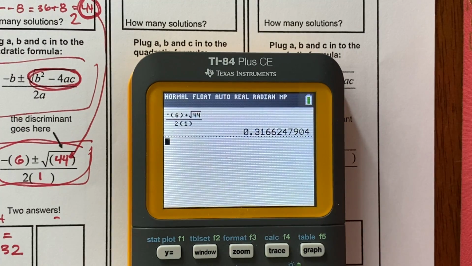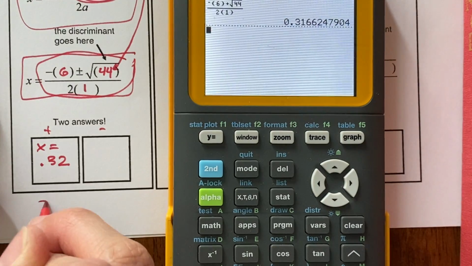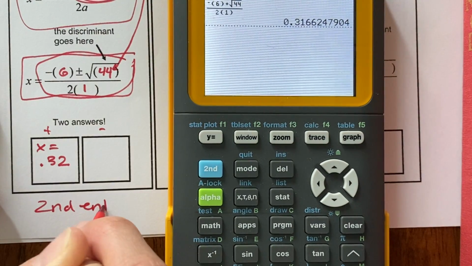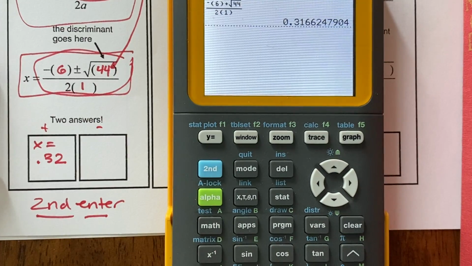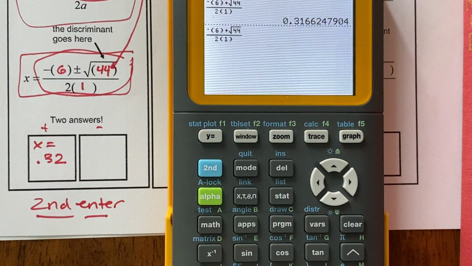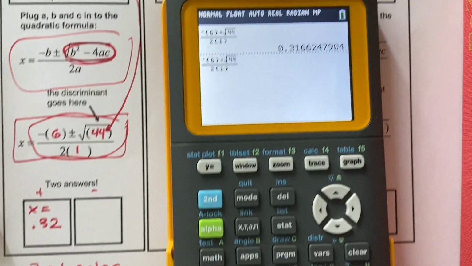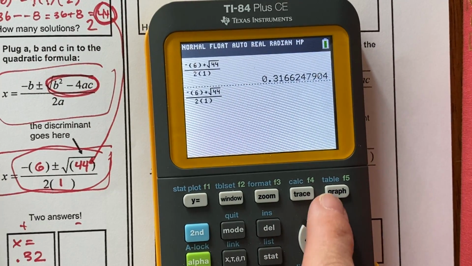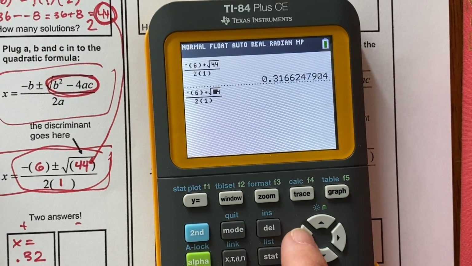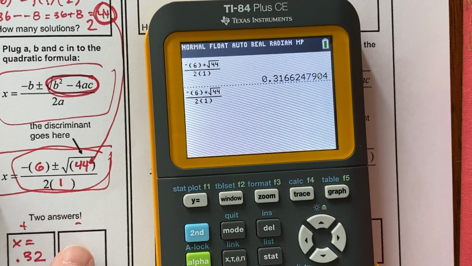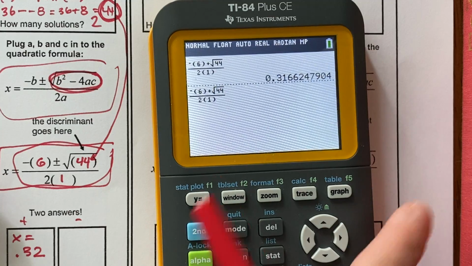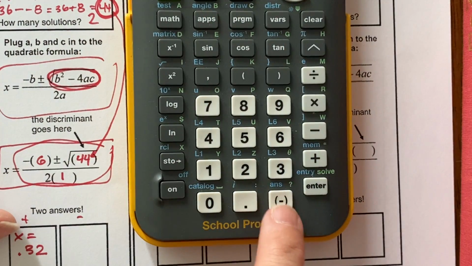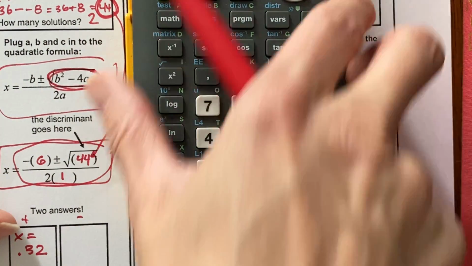I can type all this in again, or I can hit a fun little button sequence, second enter. And if I hit second and then enter, it brings my equation back up again, which is fantastic because now I can just arrow through, because the only thing I need to change is that plus has to become a minus. Don't make it a negative, by the way. So like, don't press this. That's a no-no. Press minus, okay?